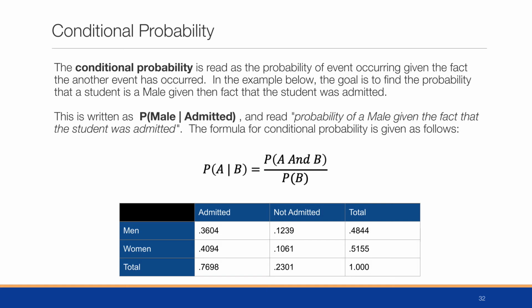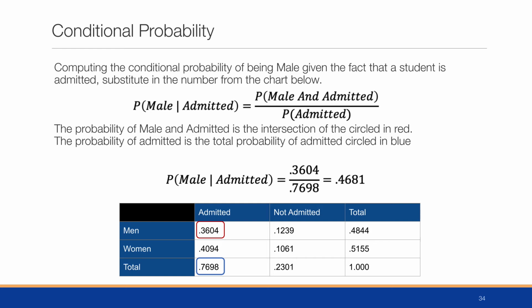Now, some students get a little bit confused as to what goes where. So to simplify it, the numerator is nothing more than the and of both of those events, A and B. And the denominator is simply going to be the one on the right-hand side, which in this case is B. So using the example, we're trying to find the probability that the student is a male given the fact that the student was admitted. So we would write it this way.